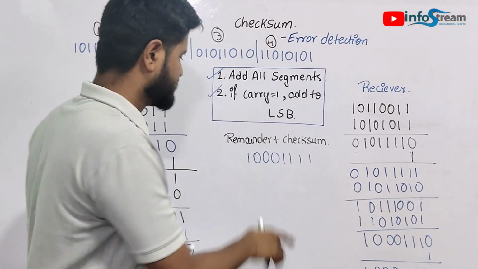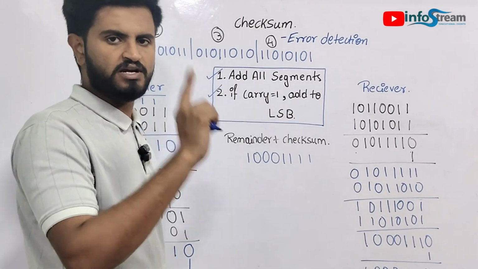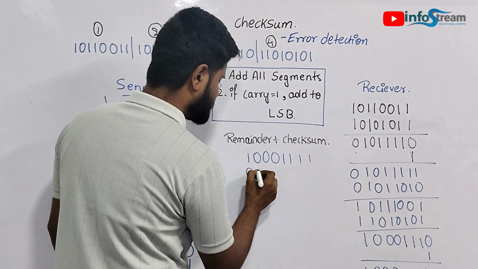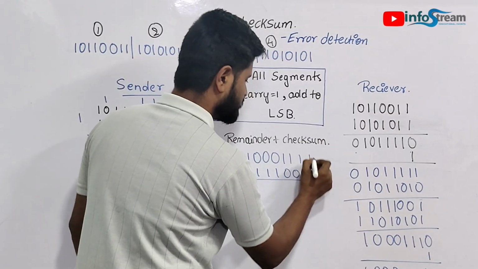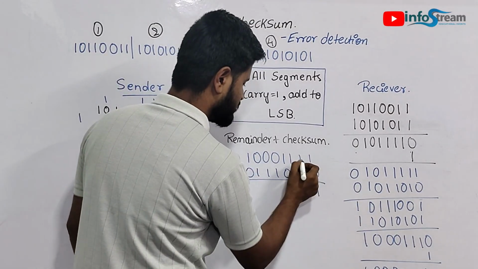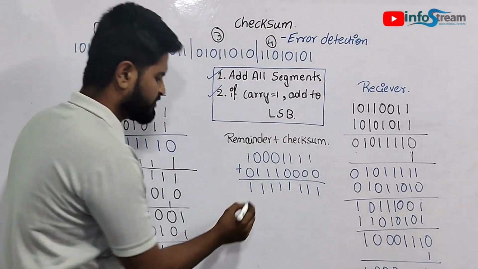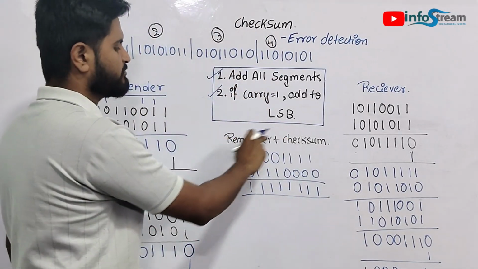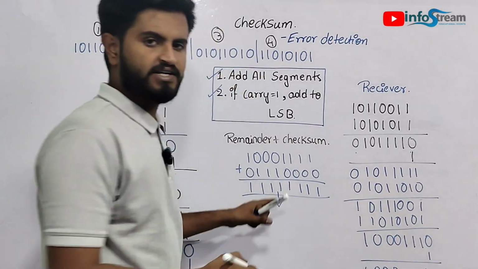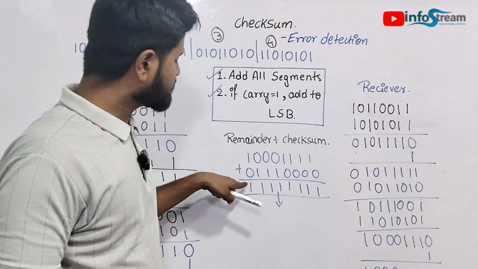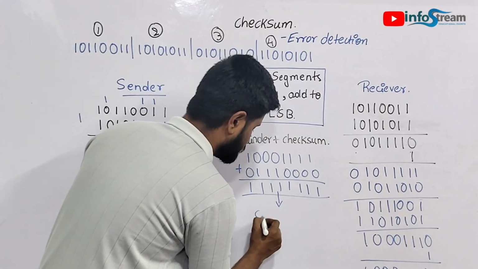What is the checksum? Checksum is the complement of the remainder. That is, 0 will become 1, 1 will become 0. So 1 will become 0 and 0 will become 1. Now let's add it. 1 plus 0, 1, 1 plus 0, 1, 1, 1, 1, 1, 1, 1. Now we got the sum after adding the remainder and the checksum. So the last and the ultimate step is complementing the answer we got. So if we complement, it will be equal to 0. So 1 if you complement, it will be equal to 0. So all 8 bits are 0.